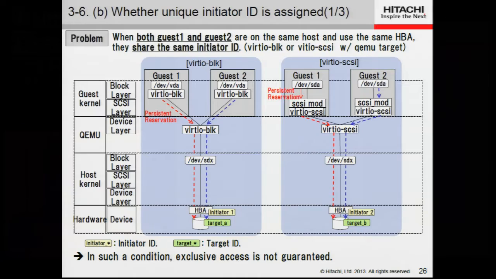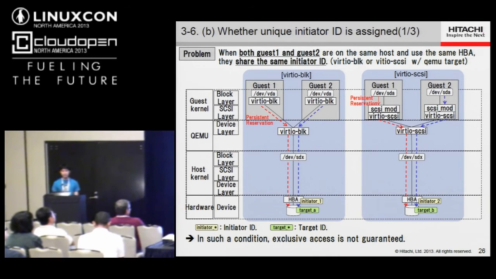Next evaluation item is whether a unique initiator ID is assigned or not. There is a problem when both guest 1 and guest 2 are on the same host and use the same HBA. They share the same initiator ID when the configuration is virtual block or virtual SCSI with QEMU target.